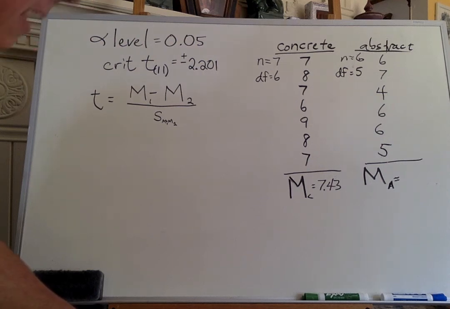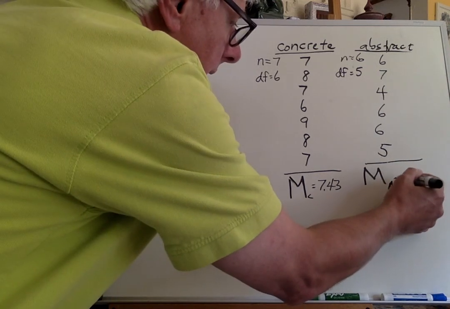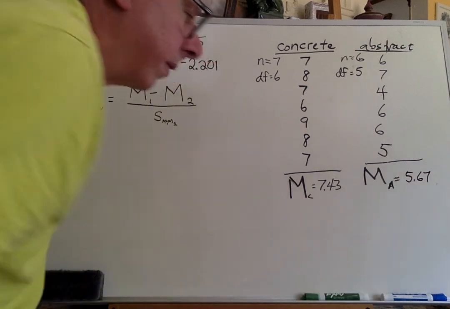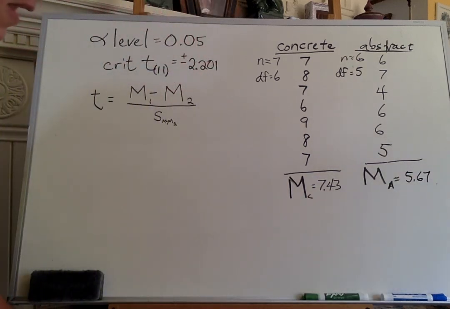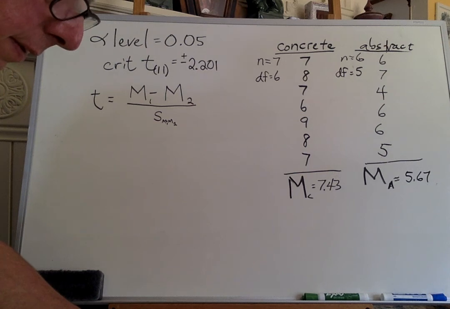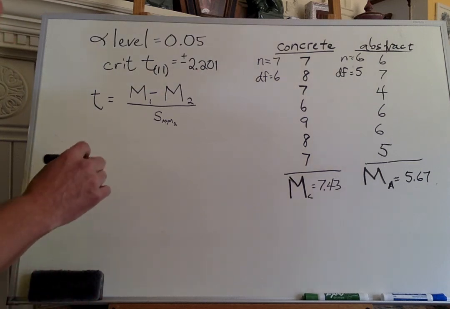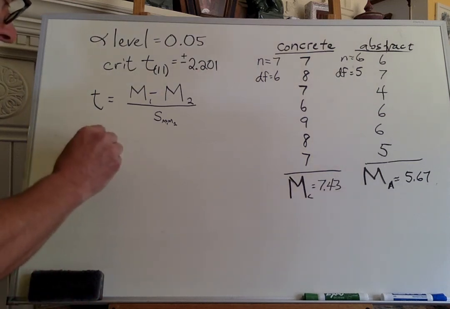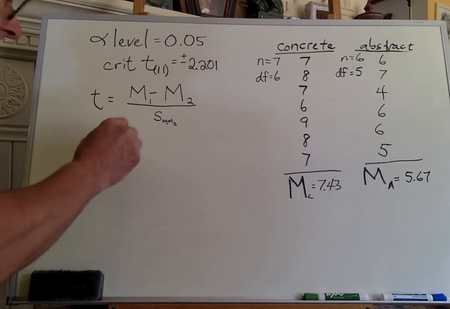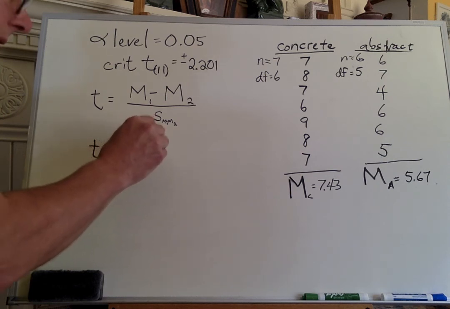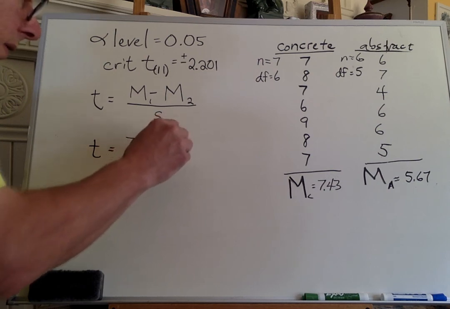The mean for the abstract group, 13 plus 10 plus 11, 34, divided by 6 now, remember. So the mean here is 5.67. I'm going to double check that. 6 plus 7 plus 4 plus 6 plus 6 plus 5, divided by 6 equals 5.67. So I have my numerator here, 7.43 minus 5.67.